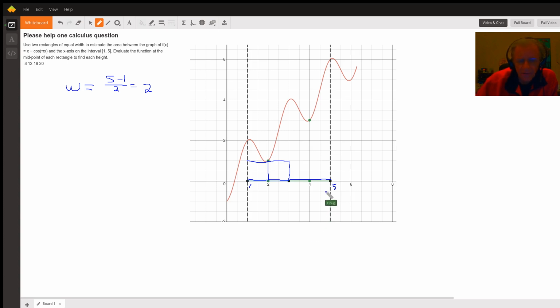And similarly, the second rectangle has a midpoint of 4, so this is the f of 4. And since that's the height of the second rectangle, there's the second rectangle. So if we could calculate the areas of these two rectangles and add them together, we would be estimating the area under the curve. Now, as you can see, for two rectangles, it's not going to be very accurate because of all the missing space that's not covered. But how do we do that?